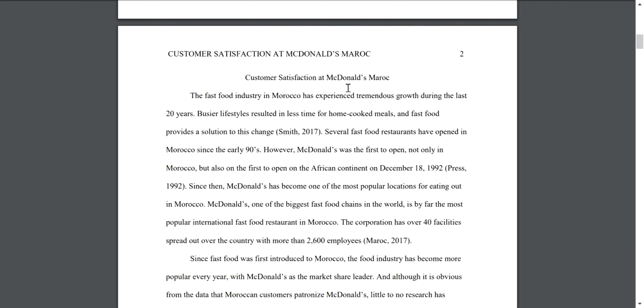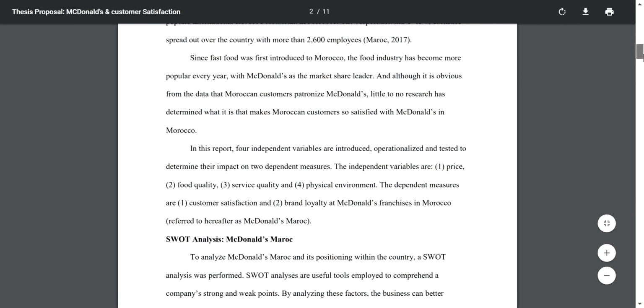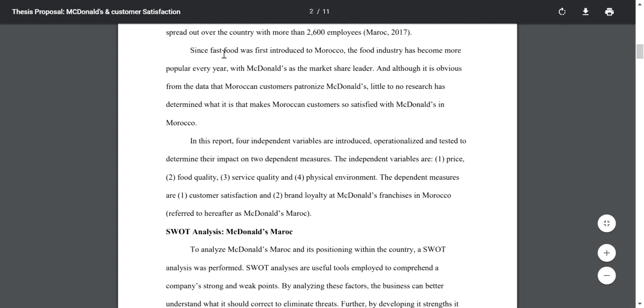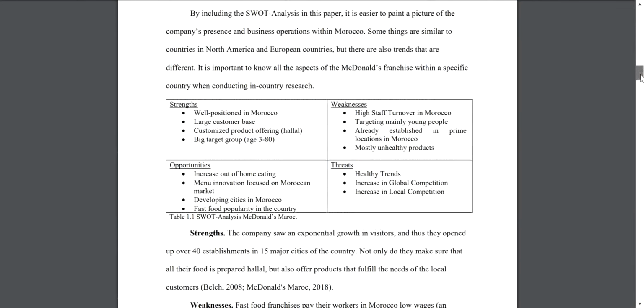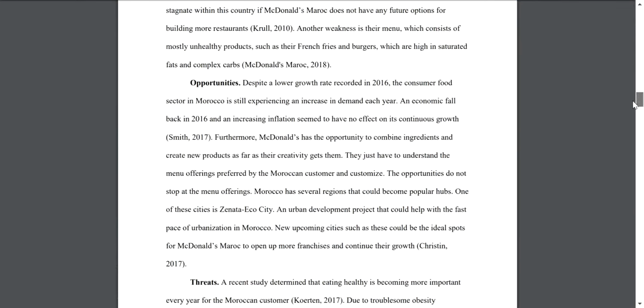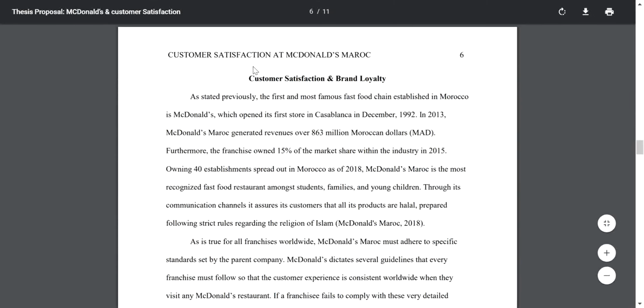All right, now the title is Customer Satisfaction at McDonald's Morocco. So you see that he introduced the topic, fast food in Morocco, specifically McDonald's, and here he previews the paper. All right, then he goes to a SWOT analysis. And so you've done the SWOT analysis in an assignment, and you have done this literature review, as you called it. All right, and I labeled it that, or actually, Amar labeled it that.